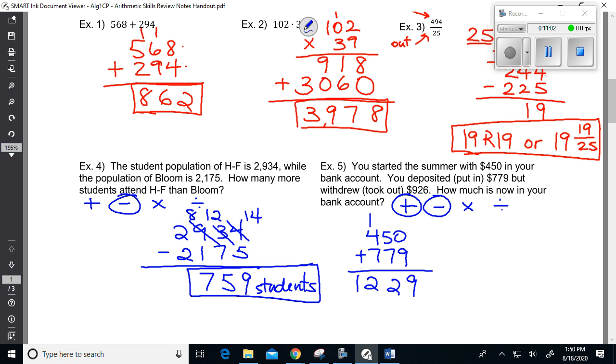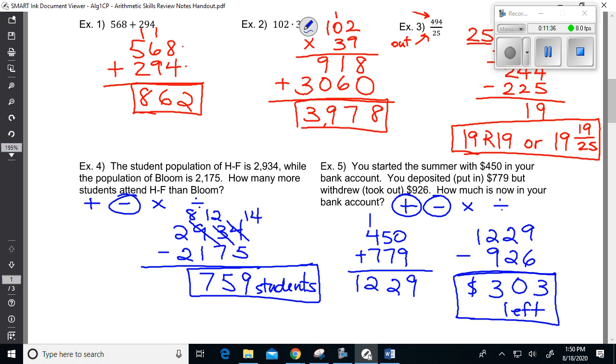So now, with the 1229, what do I do with that? There you go. 1229 minus 926. So 9 minus 6, 3. 2 minus 2, 0. 12 minus 9, 3. So you have $303 left over. That's that. Problem's over.